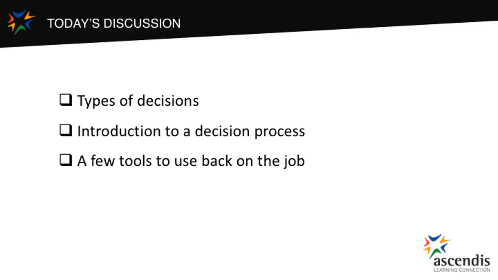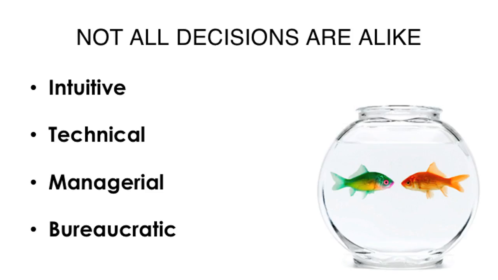The thing we're going to try and cover is what are the four types of decisions we deal with. Just kind of give you a quick download, an introduction to a decision process, and then, as I said earlier, give you a few tools to use back on the job. So while I'm waiting for my screen to come to life, would you go to the next one? And here's my issue. Not all decisions are alike.